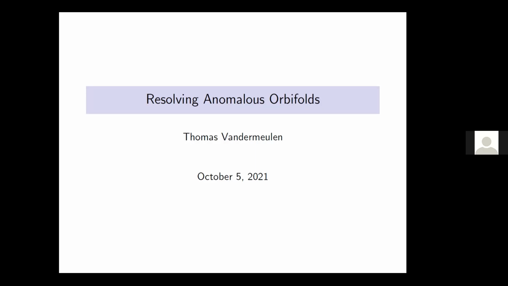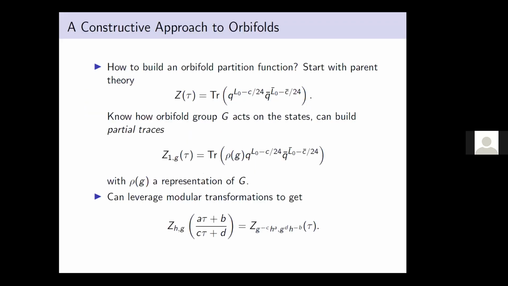And to start out, we're going to talk about how to take a constructive approach to orbifolds. What I mean by that is we want to be minimalist here when trying to build an orbifold partition function. In particular, we're not going to make any assumptions off the bat about the form or the existence of any twisted Hilbert spaces that we might have. So we're just going to start with our parent theory partition function. That's what we'll call the original theory.